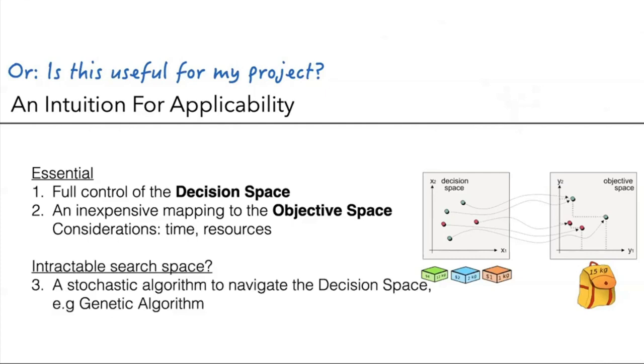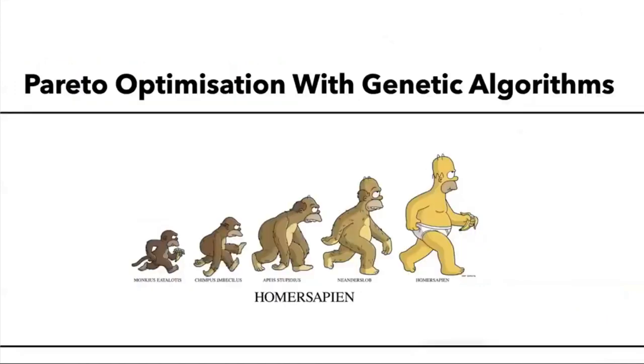Most likely, though, you're going to deal with an intractable search space. That means you won't be able to brute force your way to all of the solutions, but you'll be able to get some sort of proxy of what the solution space looks like from a bird's eye view. In that case, you will want to use a stochastic algorithm that's intelligent in the way that it navigates through the solution space. One that practitioners like to use is called genetic algorithms.